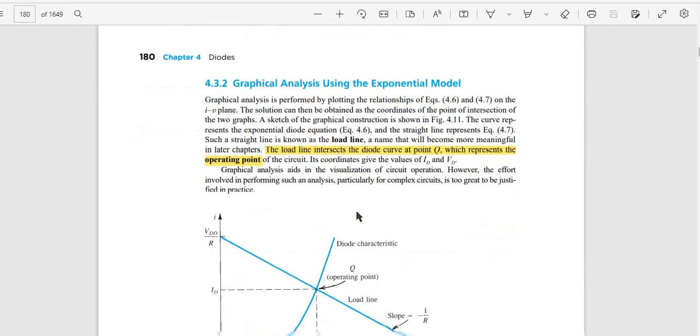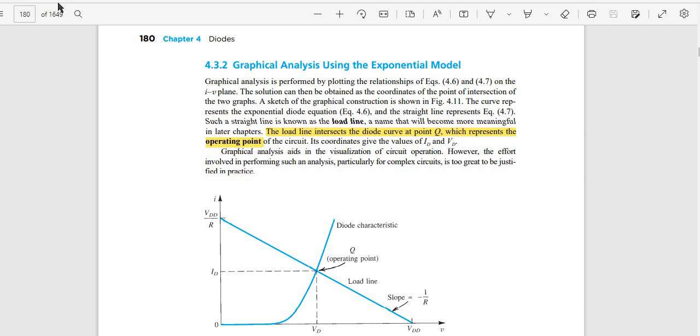Graphical analysis using the exponential model. Graphical analysis is performed by plotting the relationships of equations 4.6 and 4.7 on the IV plane. The solution can be obtained as the coordinates of the point of intersection of the two graphs. A sketch of the graphical construction is shown in figure 4.11. The curve represents the exponential diode equation 4.6 and the straight line represents equation 4.7. Such a straight line is known as a load line, a name that will become more meaningful in later chapters.